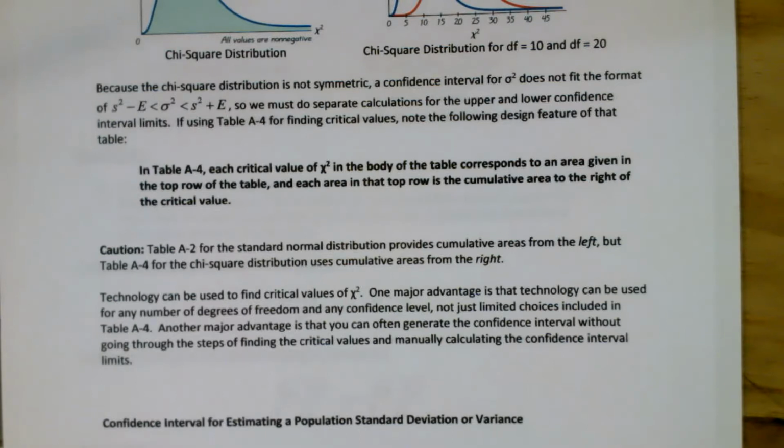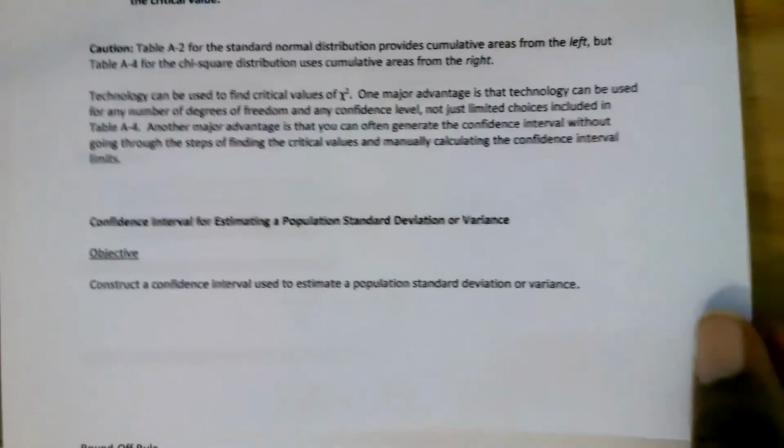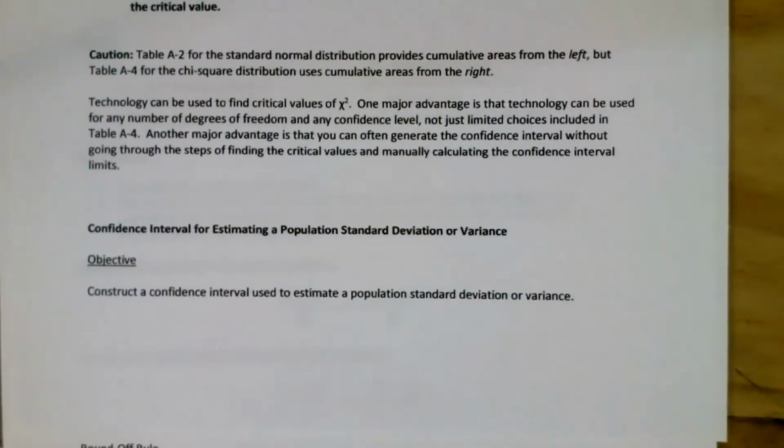Okay. Also, we can use technology to find critical values of chi-square. But one major advantage is that the technology can be used for any number of degrees of freedom and any confidence level, not just limited choices included in table A-4. And another major advantage is that you can often generate the confidence interval without going through the steps of finding the critical values and manually calculating the confidence interval limits. Okay. But in this video, we're going to go through those procedures here that I will show you shortly.